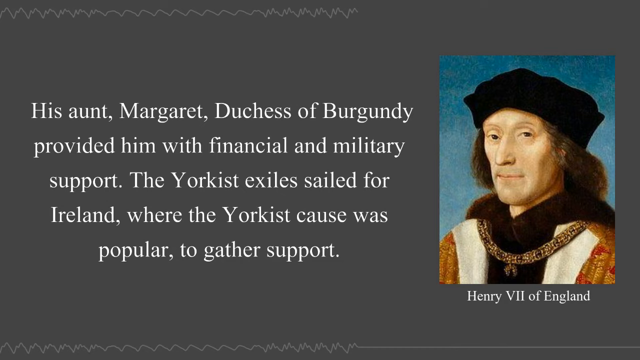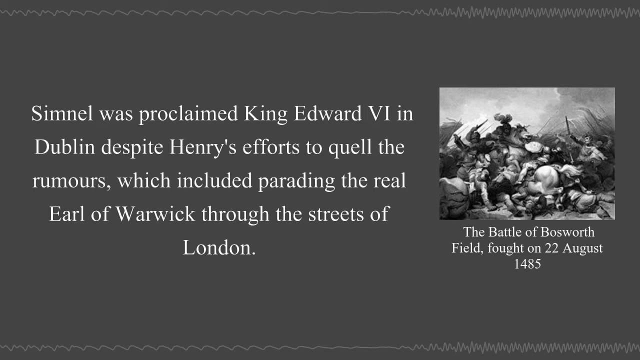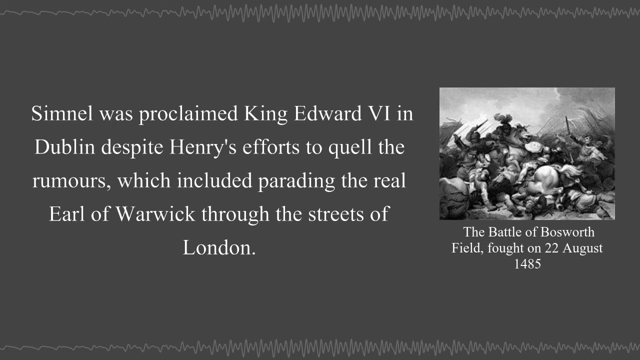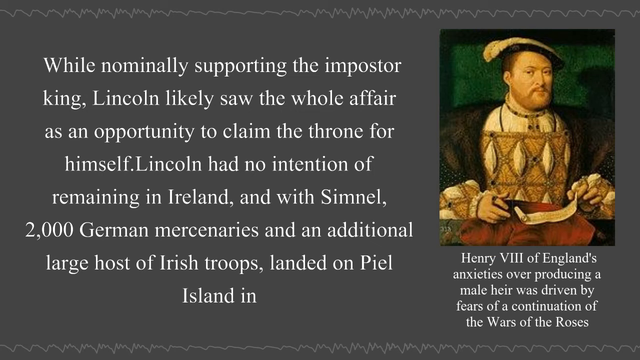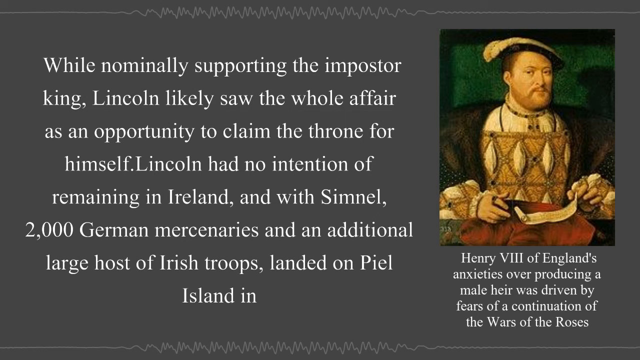The Yorkist exile sailed for Ireland, where the Yorkist cause was popular, to gather support. Simnel was proclaimed King Edward VI in Dublin despite Henry's efforts to quell the rumors, which included parading the real Earl of Warwick through the streets of London. While nominally supporting the impostor king, Lincoln likely saw the whole affair as an opportunity to claim the throne for himself. Lincoln had no intention of remaining in Ireland, and with Simnel, 2,000 German mercenaries, and an additional large host of Irish troops, landed on Peel Island in Lancashire and proceeded to march on York.